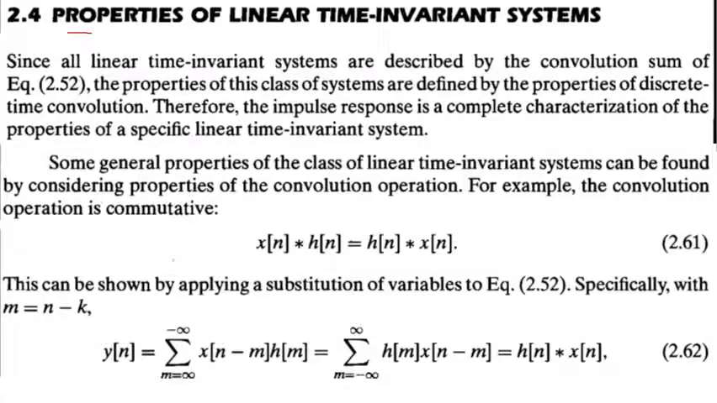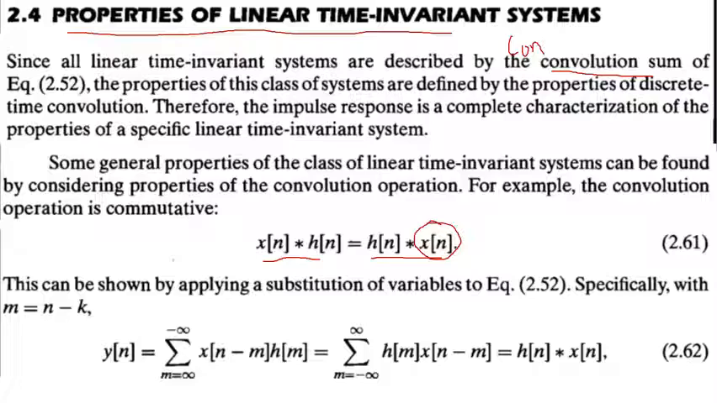So in this slide we will discuss the properties of a linear time invariant system. We know that for a linear time invariant system we have the convolution sum for discrete signals. Here we are going to discuss the properties of convolution. The properties of convolution and the properties of an LTI system are the same. The first property is known as the commutative property. It doesn't matter if you convolve x of n with h of n or you convolve h of n with x of n.